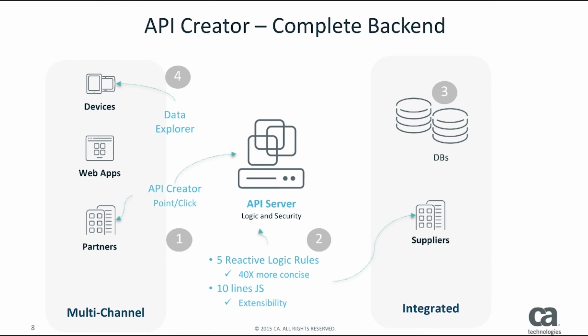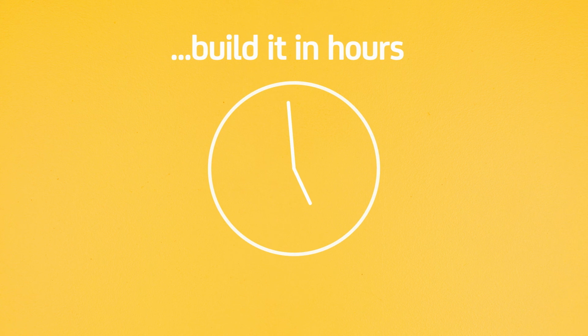As you can see, with CA Live API Creator, you're not only getting an API that can integrate with partners and multiple databases, you're getting a complete backend that enforces your logic and security, and you're getting it n-fold faster. It's the architecture you want and the business agility you need. Simple as that.